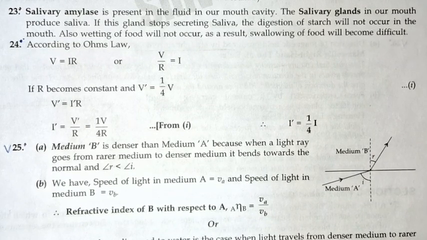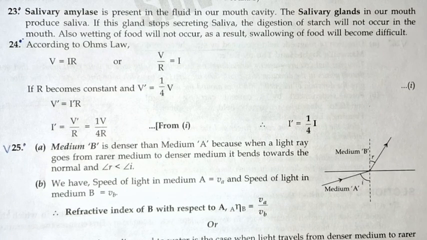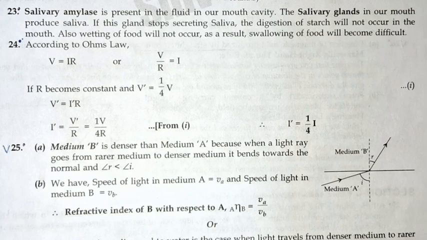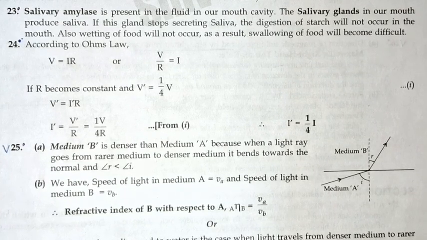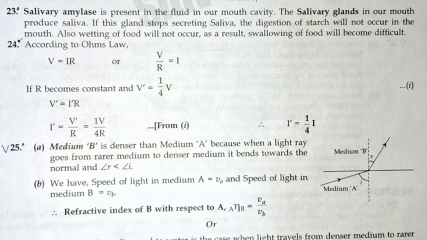Next we have question number 24. According to Ohm's law, V is equal to IR, or V by R is equal to I. If R remains constant and V dash is equal to 1 by 4 V, then V dash is equal to I dash R. I dash is equal to V dash upon R, which is equal to V upon 4R. Next, question number 25.